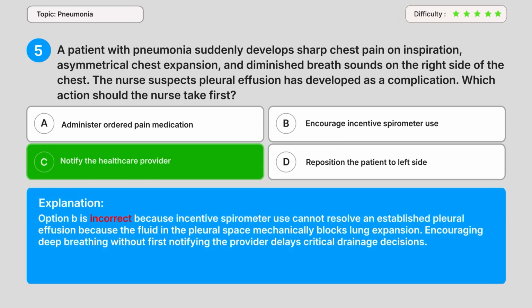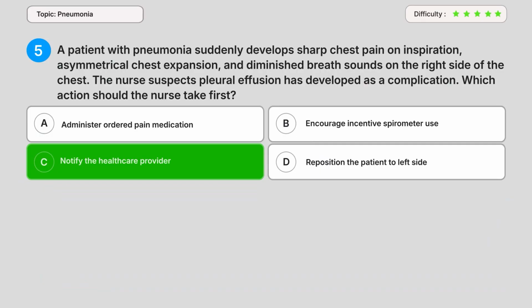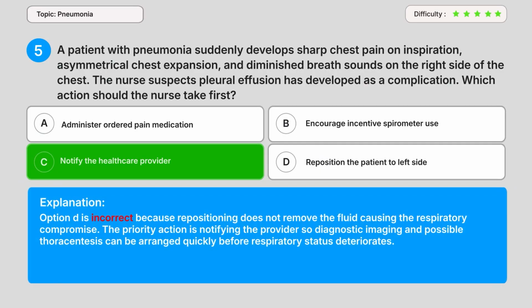Option B is incorrect because incentive spirometer use cannot resolve an established pleural effusion because the fluid in the pleural space mechanically blocks lung expansion. Encouraging deep breathing without first notifying the provider delays critical drainage decisions. Option D is incorrect because repositioning does not remove the fluid causing the respiratory compromise.